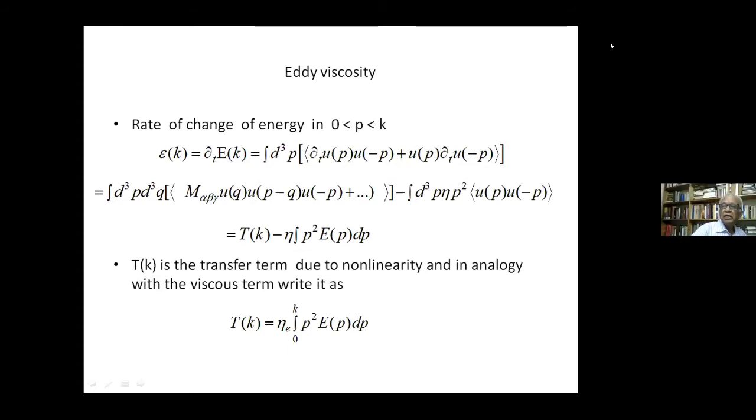Oh, it is the average value. So it is the average energy content, as this makes clear, that is contained in the sphere of radius k. And you are asking the question, what is the rate of whatever is flowing out of that sphere? What is the amount of energy per unit time flowing out of wave numbers less than k to wave numbers greater than k?